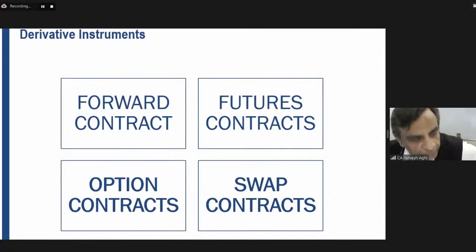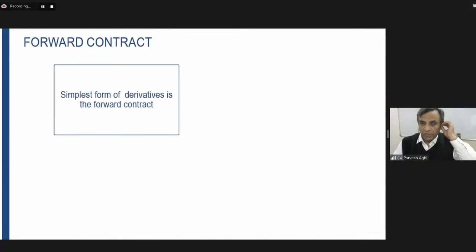So we'll understand the forward contract first. We'll go for 10 minutes and then we'll start with the MCQs. We'll do all these derivatives in my next lecture, which will start fresh in the morning, so that you can understand in more detail. Let's understand a little bit of them today.